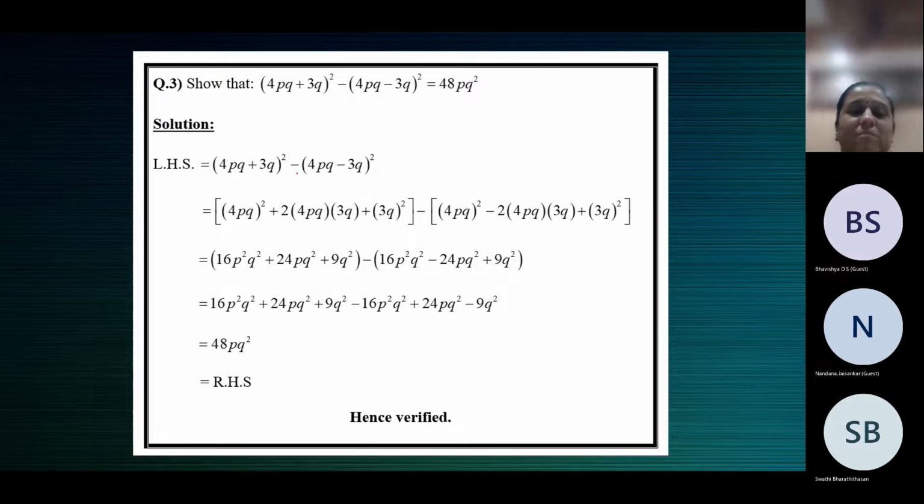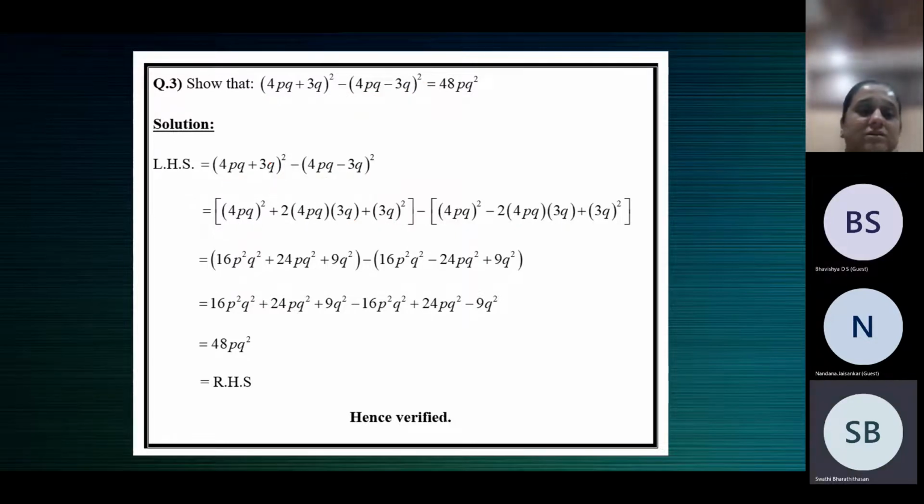So I've taken the LHS completely. See here, LHS completely I've taken. Then here I've written, this is A plus B the whole square: A square, 2AB, B square. Then this minus sign, minus. Then A minus B the whole square is A square minus 2AB plus B square. Understand that, children?